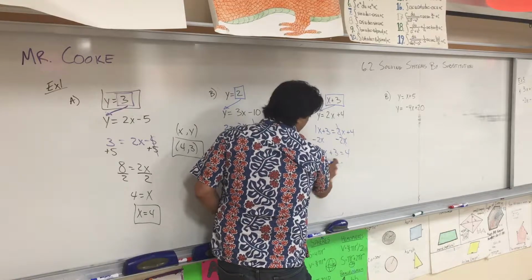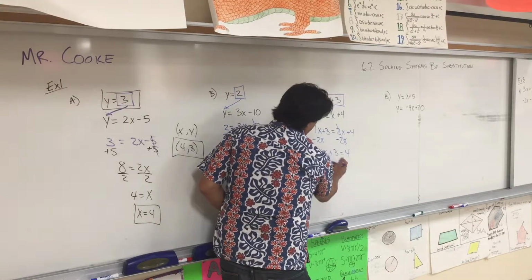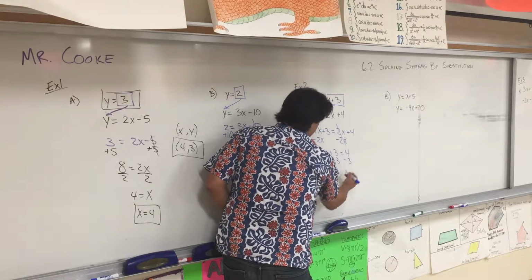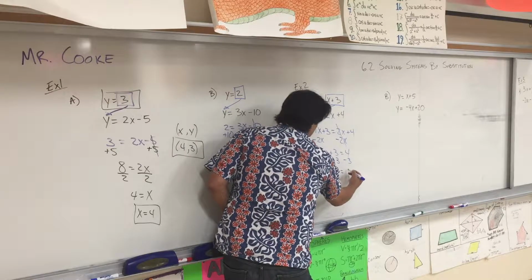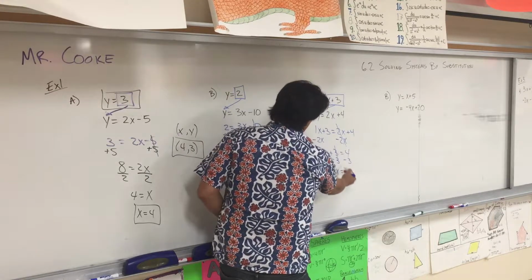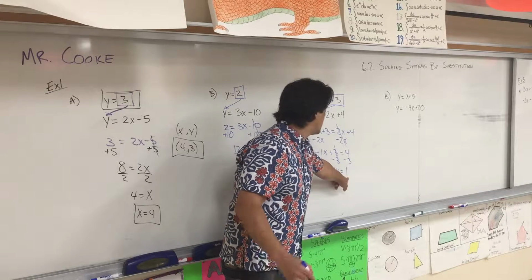So now we are going to solve for x. Opposite of plus 3, subtract. Okay, so negative 1x equals 1.